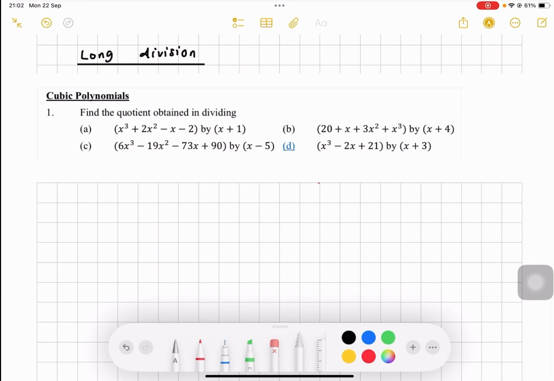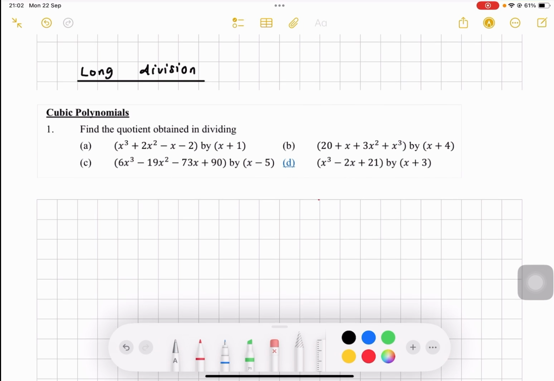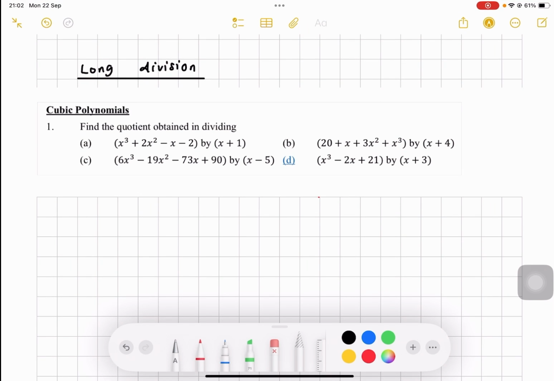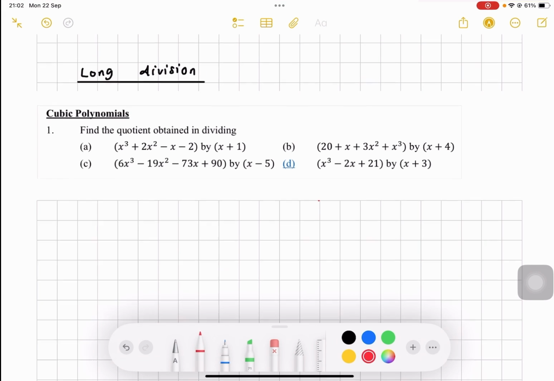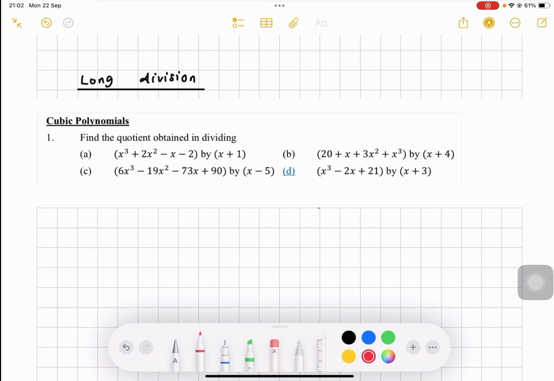Okay, so in this video we're going to discuss long division. This involves a cubic polynomial. How do we know it's a cubic polynomial? You're going to see the highest degree of x is 3. Okay, so let's see question number 1.